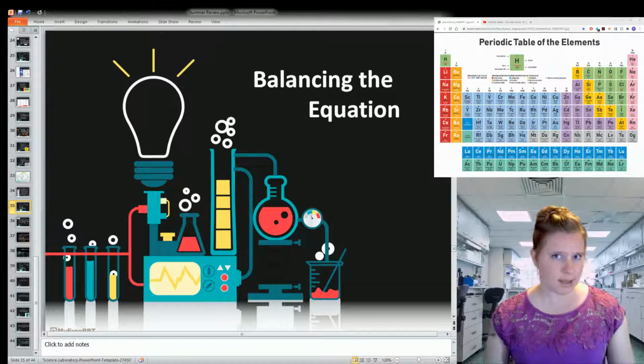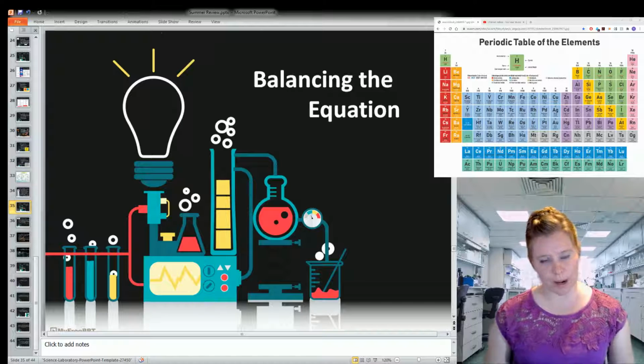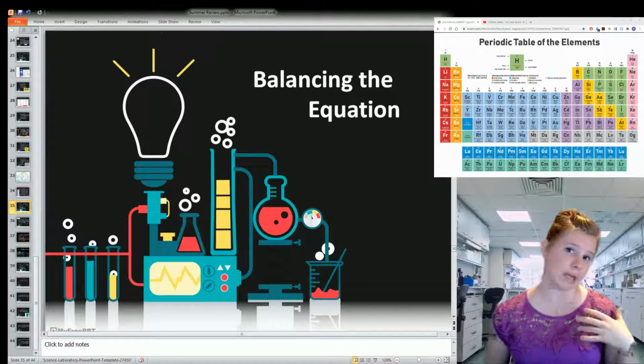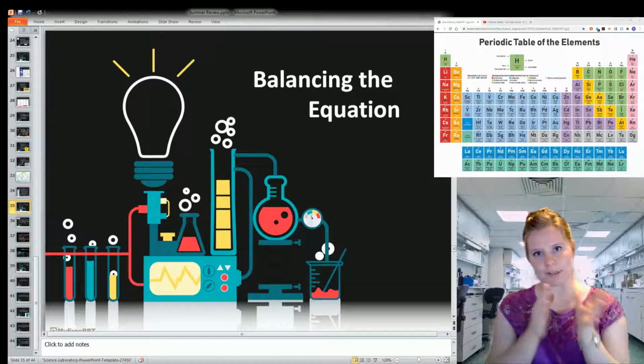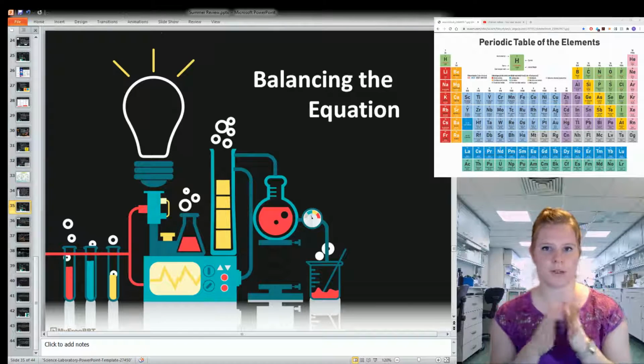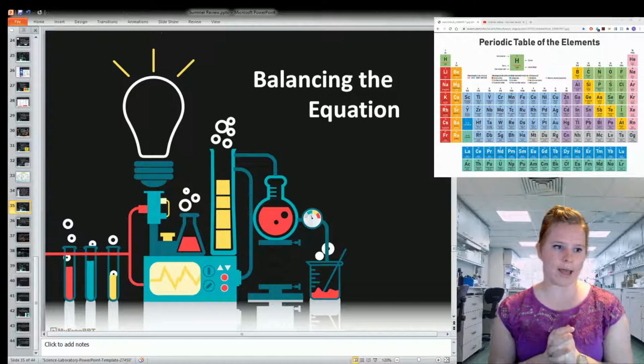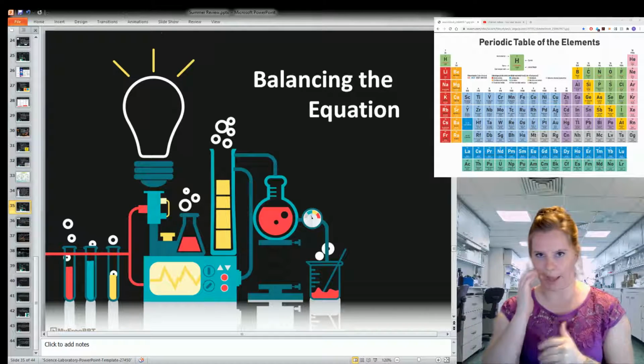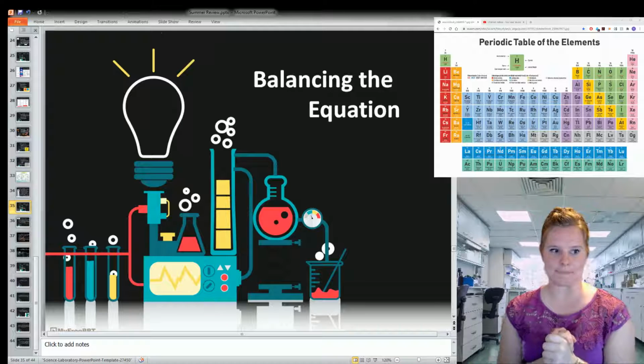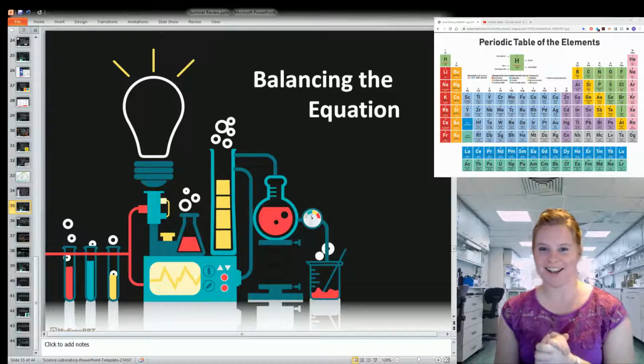And balancing, I will say, I'm going to show you my method for balancing. If you do some poking around, you might find people that explain it a little bit differently or that have a slightly different method for balancing an equation. I don't tend to use actually a specific method. I do what I call trial and error. I just like it better.